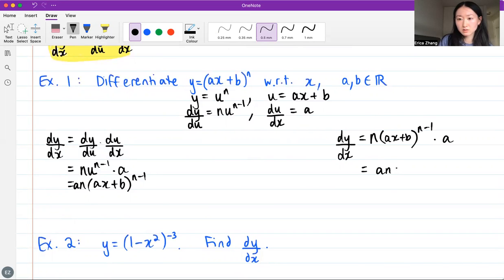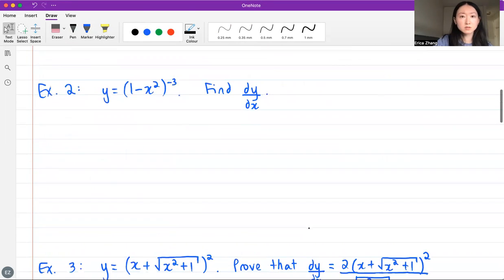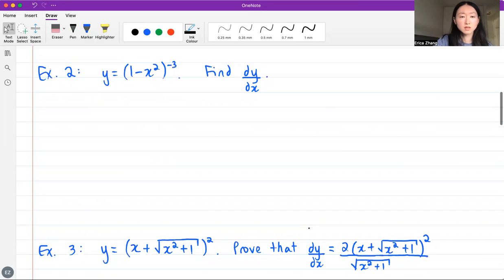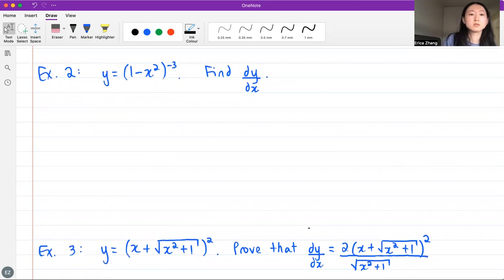And then as you can see, we've obtained the same result as we did on the left, but with far less writing and far more efficiently. Okay, next example. Again, it looks like a power rule. Okay, I'll do the substitutions again. So y is equal to u to the power of -3.